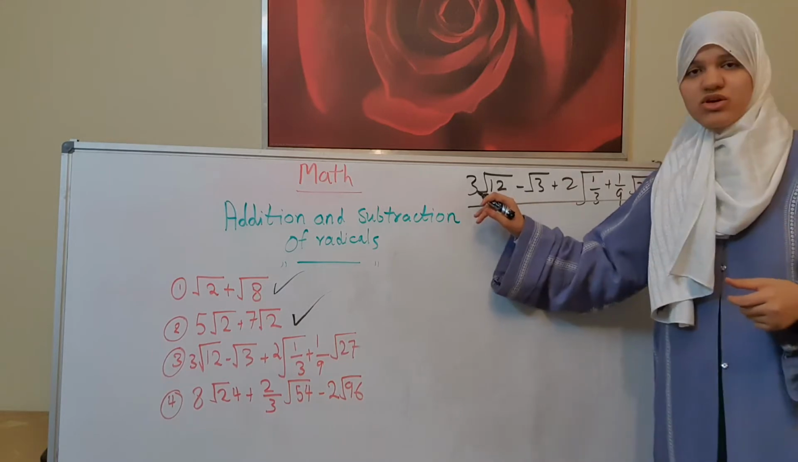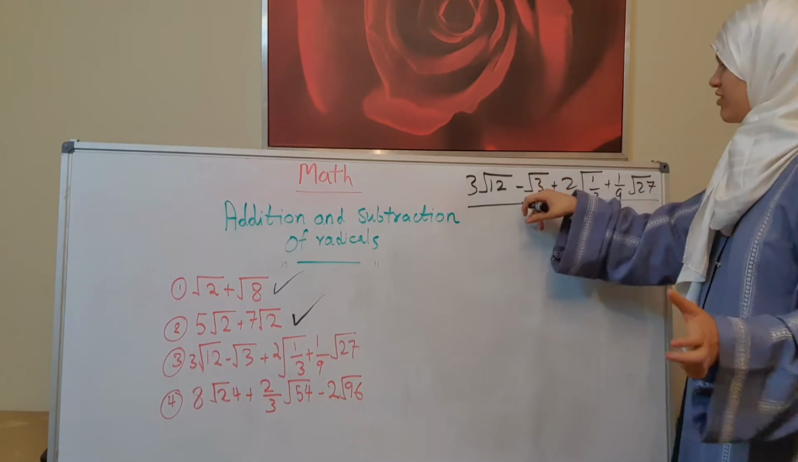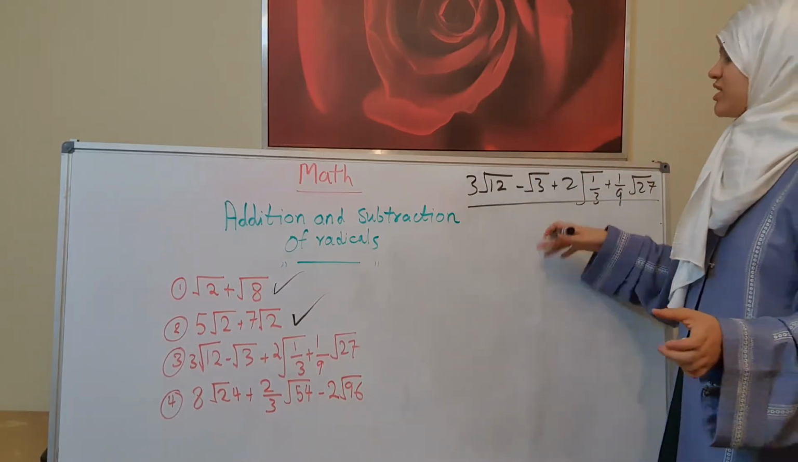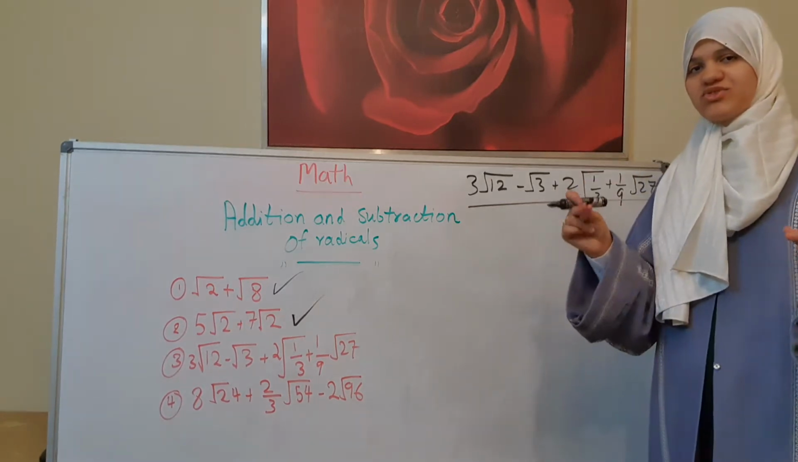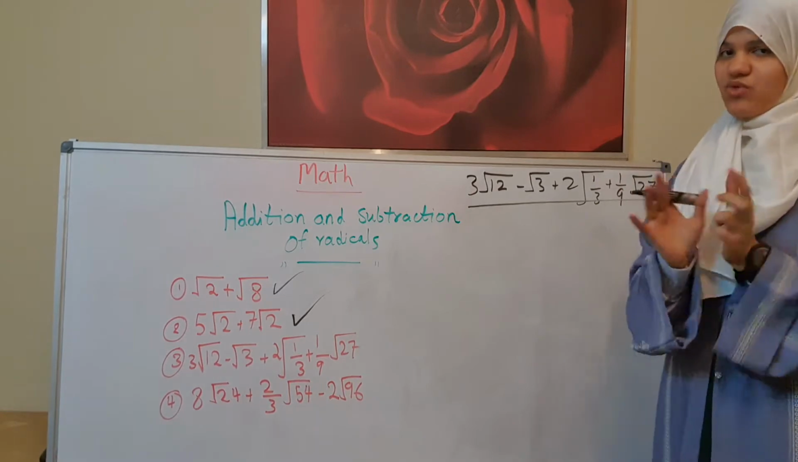Now, of course, we know that we don't have any common factor because here it's radical 12, here radical 3, radical 1 over 3, and radical 27. So let us simplify and bring a common factor to put all of them, addition and subtraction, together in one bracket.